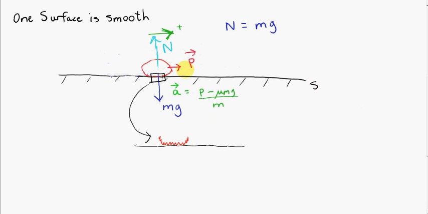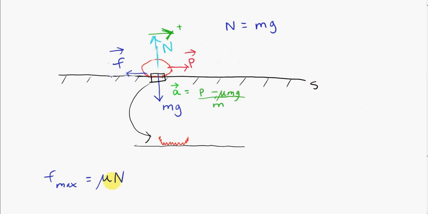Now, if we apply a force to the particle, no matter how small, the particle will accelerate to the right. Because you can see that, if we look at this closely, the particle is not digging into the horizontal surface. So it doesn't matter how small P is, the particle will accelerate to the right. The resultant force will be P, because forces N plus mg sum to 0. We have no acceleration in the vertical direction. So P will be equal to the mass of the particle times its acceleration.